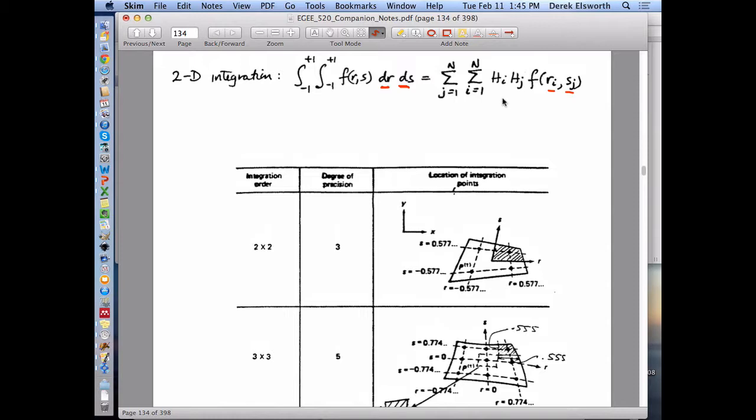So we evaluate the functions. The function now won't be just a line above a graph. It'll be a surface, if you like, above this element. So what we do is we calculate the magnitude of the function at each of these four locations. Each one of these is going to be the function at r_i, s_i. And then we just multiply that by the weights. You know exactly what the weight is, right? It's 1 in this direction, and it's 1 in this direction. So each one of these, in this particular case, is 1 and 1, and this is whatever the function is.